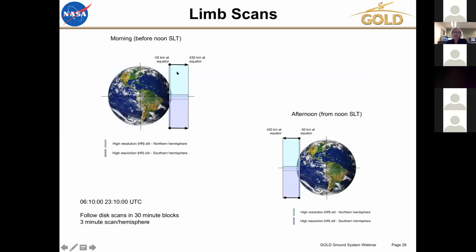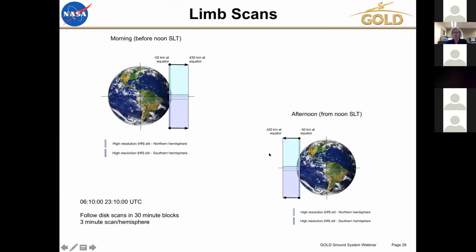So what we do, again, we move that scan mirror to this position on the northern hemisphere on the east limb, again using the high resolution slit, and we scan, in this case, from west to east to go from just below the surface of the Earth to that 430 kilometers. That step of observations takes 3 minutes. Then we move the scan mirror to the southern hemisphere and perform that same observation for 3 minutes. So that gives you that total of 6 minutes to fill out that 30-minute block.